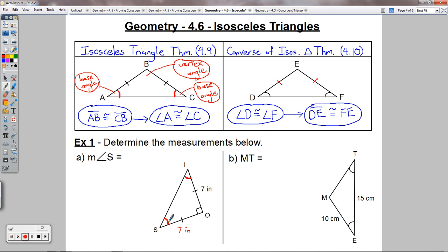What's the measure of angle S? Well, if I know the triangle angles add up to 180, and I know this one's 90, I can just say that this one is going to be 90 divided by 2.